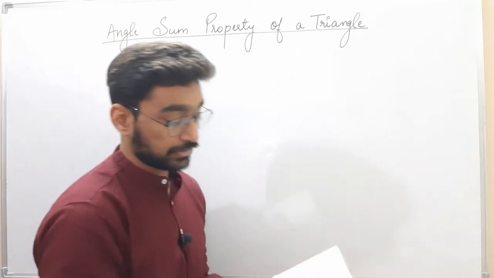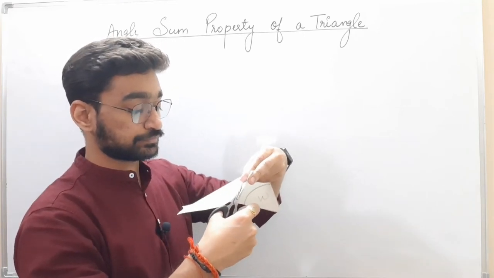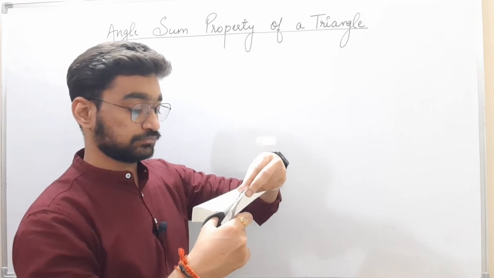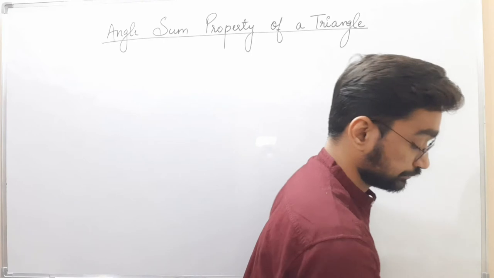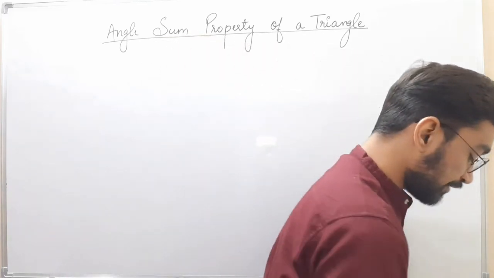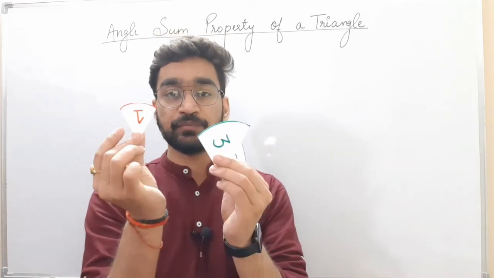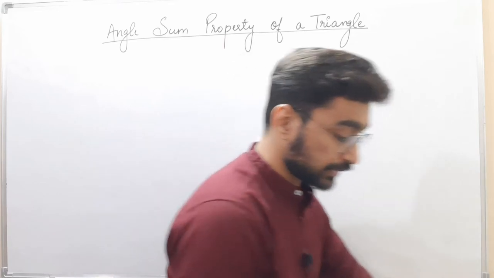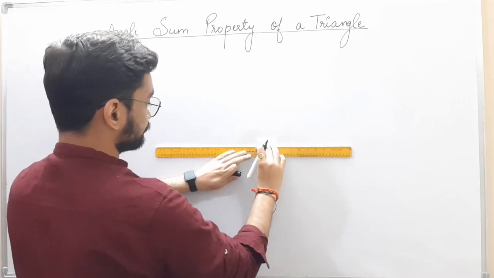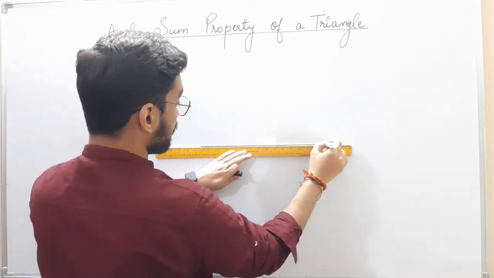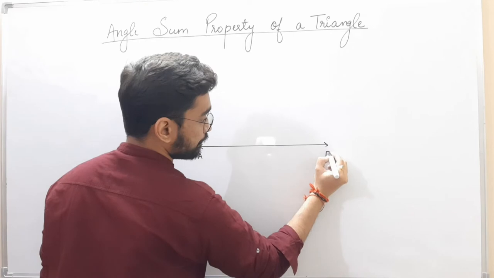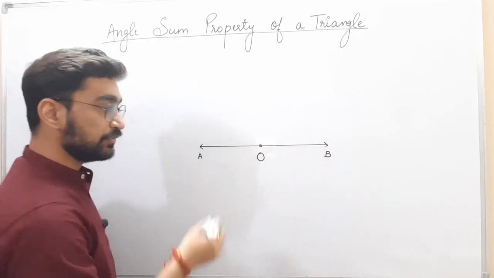Keeping this on one side, let us remove this angle 2 also. Now you can see what is left with me, this kind of shape is left after removing all these angles. I have kept all these angles aside, 1, 2 and 3. Now, with the help of a scale, I am drawing one straight line here and giving it the name line AB, marking one point O anywhere on that line.